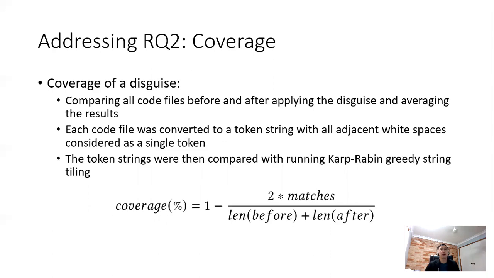The second research question is about the coverage. The coverage of a disguise is measured by comparing all code files before and after applying the disguises and averaging the results. Each code file was converted to a token string with all adjacent white spaces considered as a single token. The token strings were then compared with running Karp-Rabin greedy string tiling. Following the equation below, we can get the coverage as a percentage.